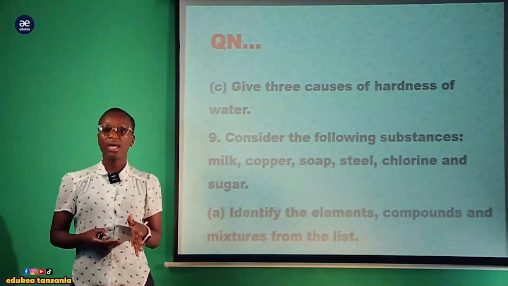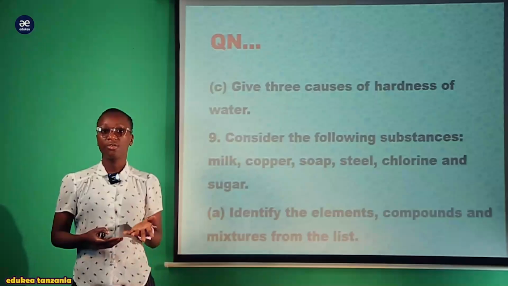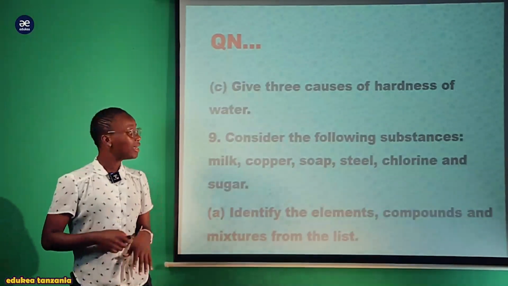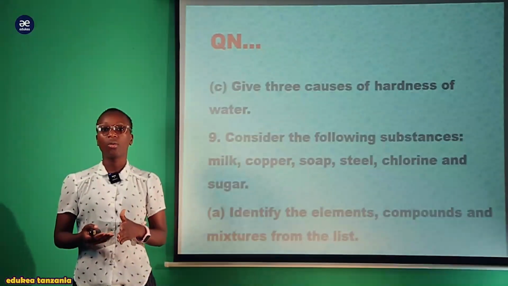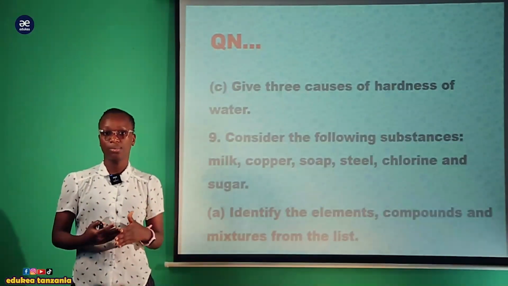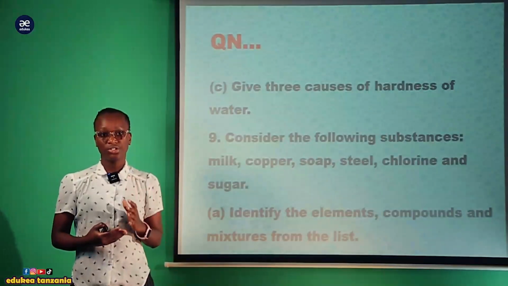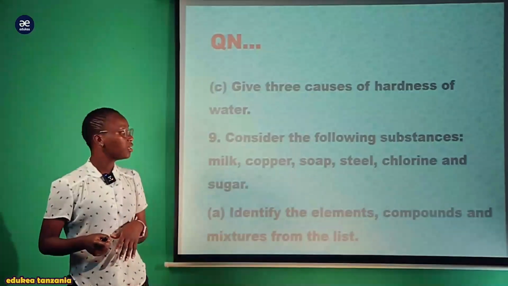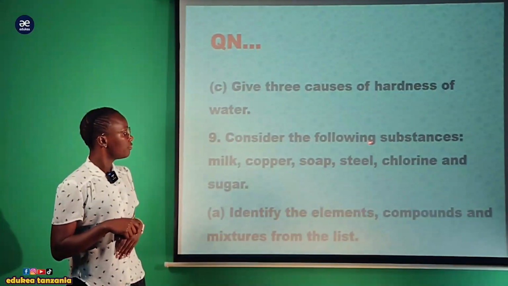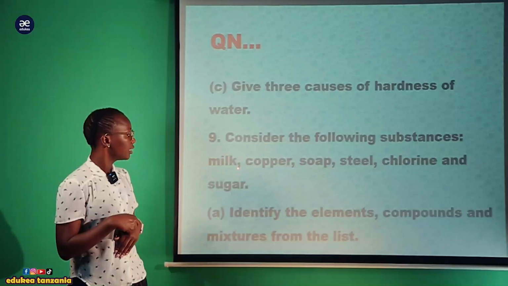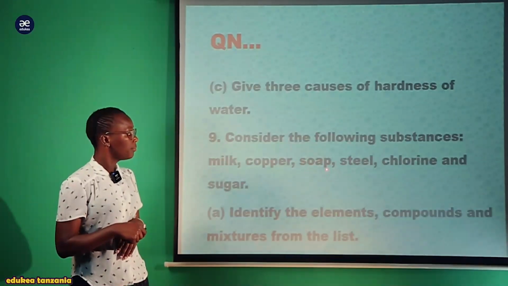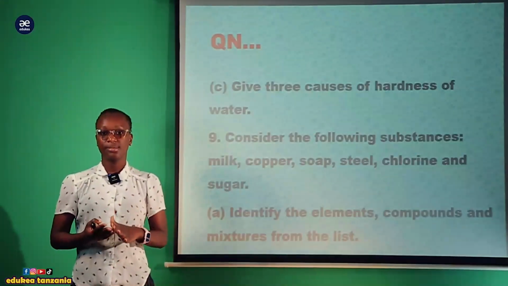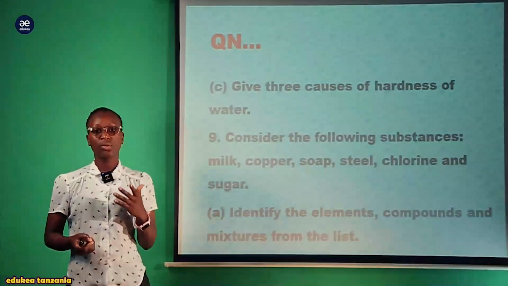So go through our media, search hardness of water topic form 3, imefundishwa pale vizuri, utajifunza, utapata concept, na hata majibu ambayo utakuja kuyajibu huku utaona kwamba okay, the relation yake inakuwa ni very simple kwa sababu utakuwa na ile knowledge ya kutosha. Now let us see the question number 9. The question number 9 of this Necta states that consider the following substance. There is a milk, there is a copper, there is a soap, steel, chlorine and sugar. So these are the given substance. Now tuone sasa swali linataka nini.